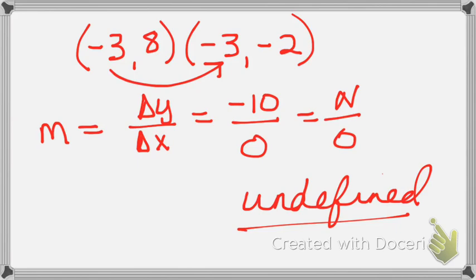Wouldn't it be vertical? It is. Good point. Hey, Garrett says that's an undefined slope. It's got to be a vertical line. Yes, if you plot those 2 points and draw a line through them, you'd have a vertical line.